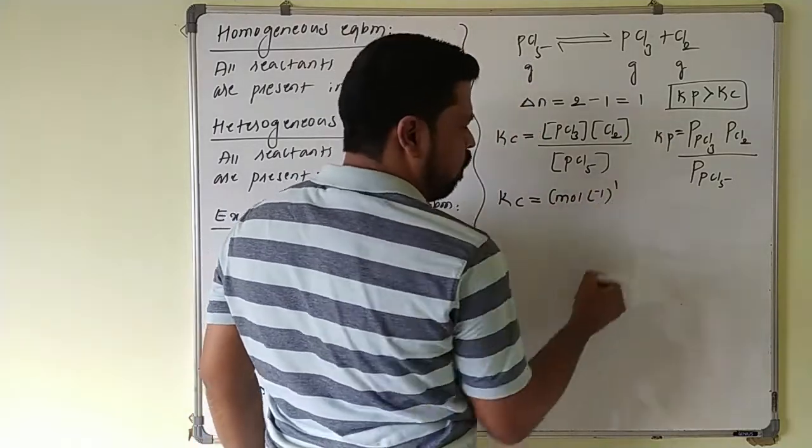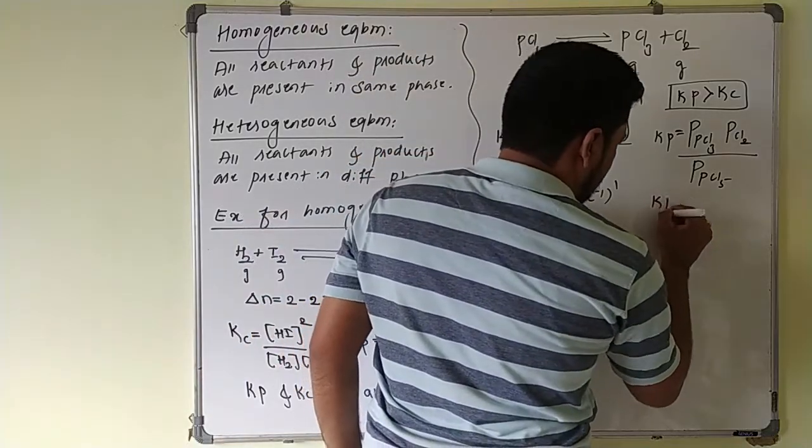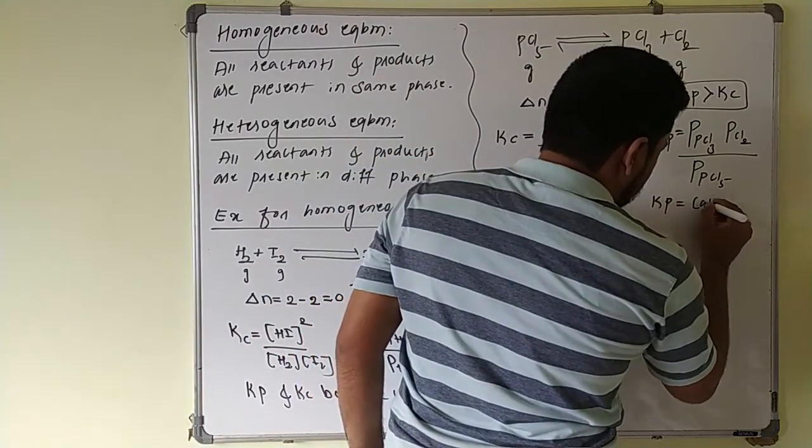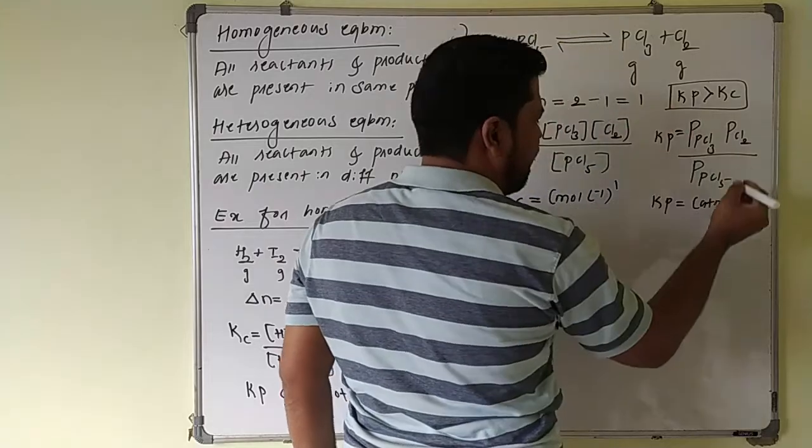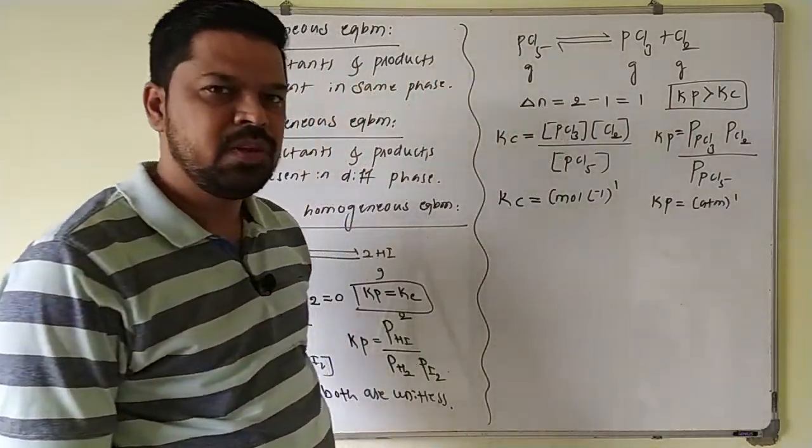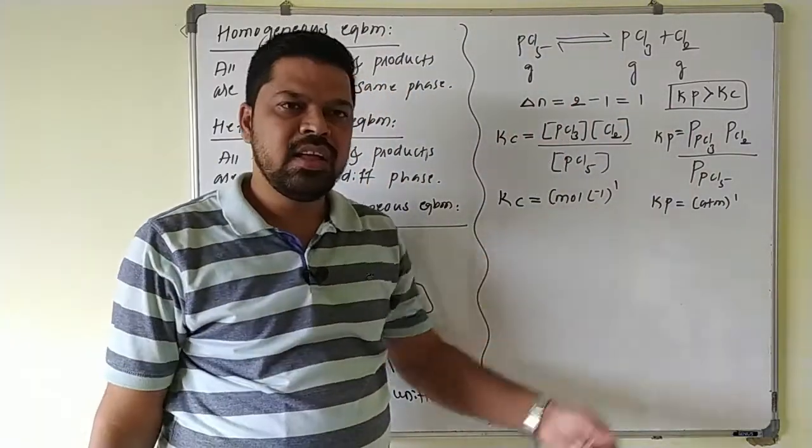Delta n value is what? 1 here. So Kp is equal to the unit of pressure, that is nothing but atm. Delta n value is what? 1 here. So that is the unit of Kc and Kp here.